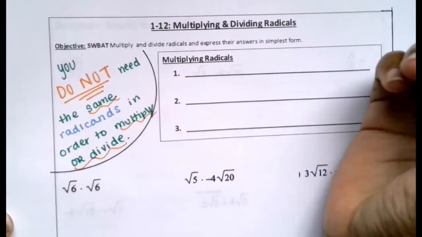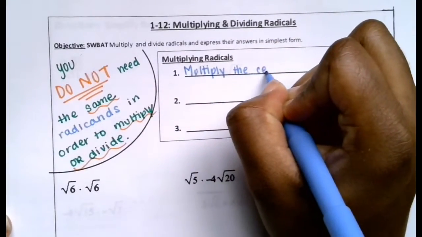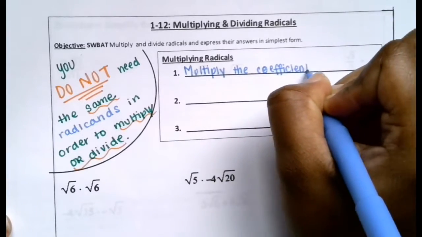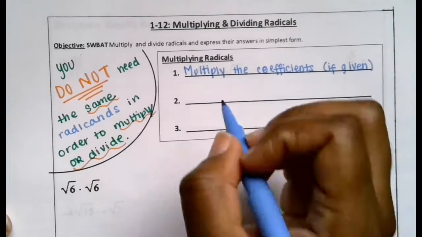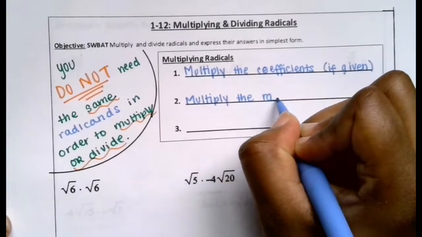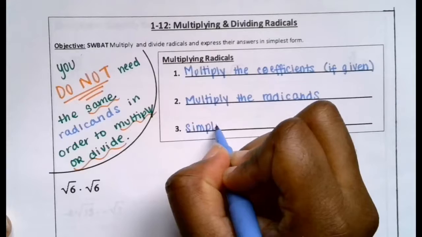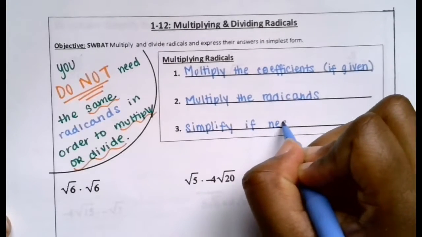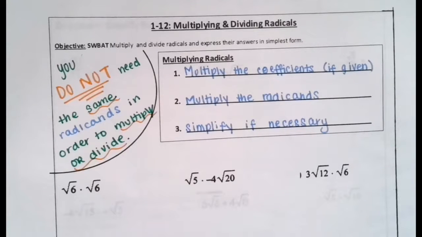The first thing that I'm going to do is multiply any coefficients if they are given. And as you know, if there's no coefficient, you can always place an imaginary one in front. The second thing that you'll do is multiply your radicands. Again, remember that they do not need to be the same in order to do this. And then last but not least, you will simplify if necessary. Again, please ensure that your notes look exactly like my notes.